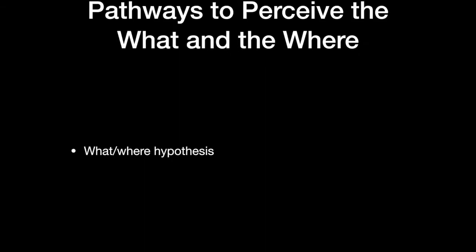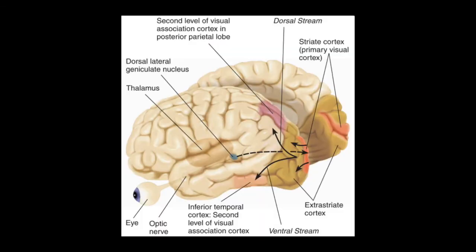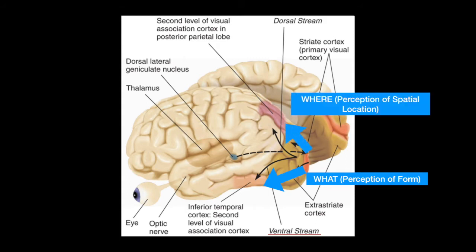Now, the brain has two pathways in visual perception. One pathway is for identifying what information and the other is for where information. Once electrochemical impulses are conveyed through the optic nerve and reach the primary visual cortex, visual information takes two pathways. The ventral stream, which goes toward the bottom of the brain, is involved in the perception of form, the what information. And the dorsal stream, which goes upward, is involved in the perception of spatial location, the where.